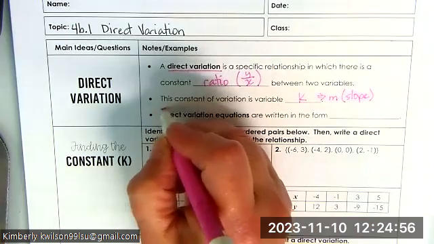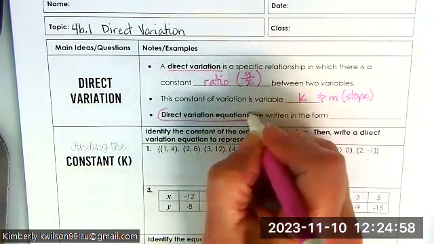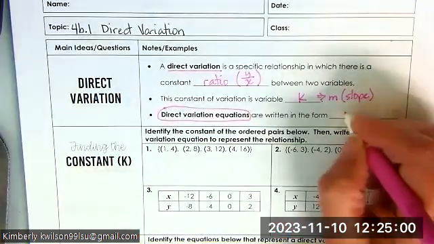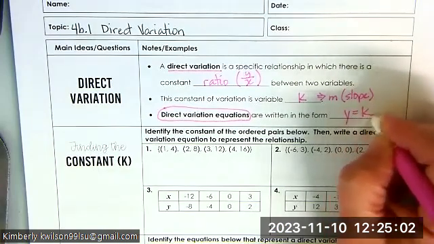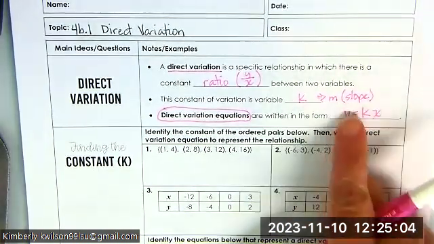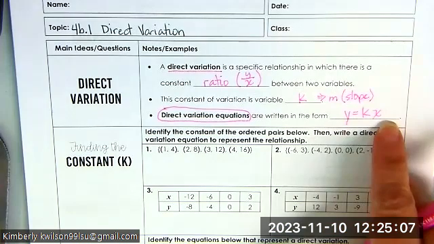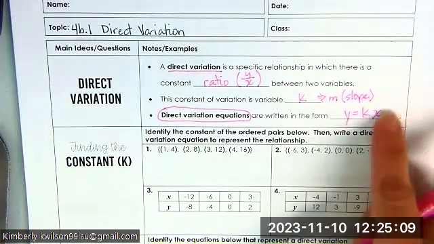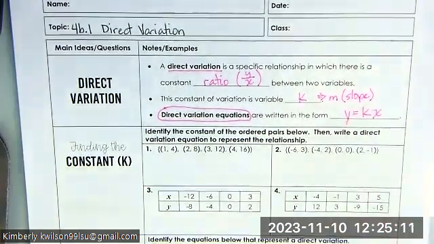The direct variation equation is written in the form of y equals kx. Notice this is similar to y equals mx plus b, but notice there is no plus or minus at the end of it.